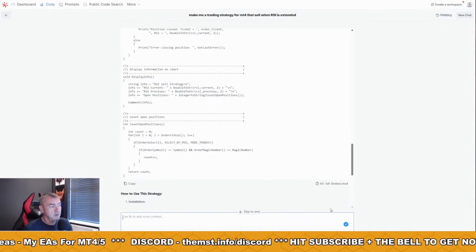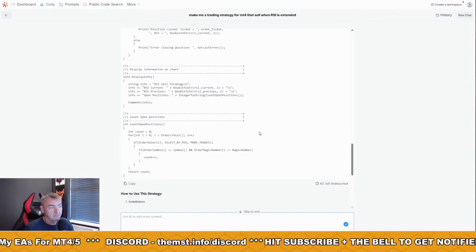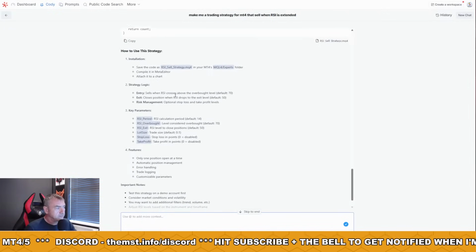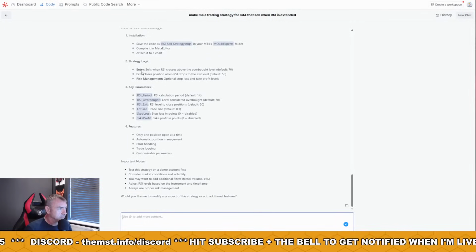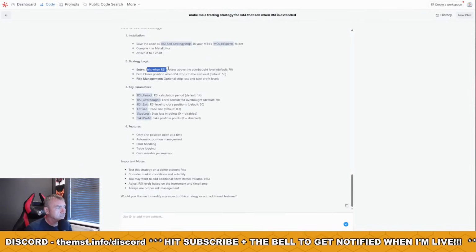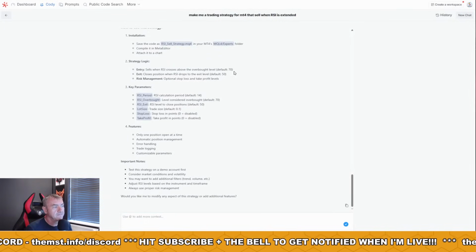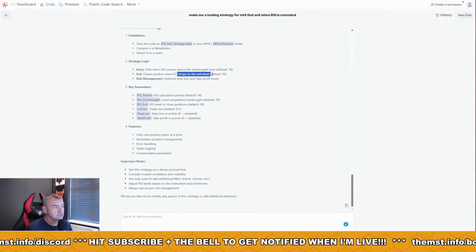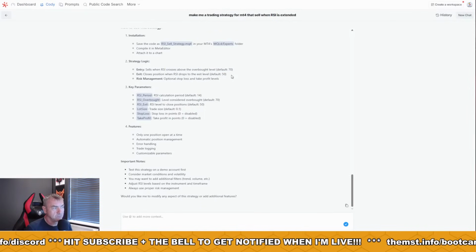We don't know at the moment, though, how this works. So it gives you a summary. So save it into your experts folder, attach it to your chart, usual stuff. Okay, so the entry, it sells when the RSI crosses above the overbought level. It closes a position when RSI drops to the exit level, default 50.